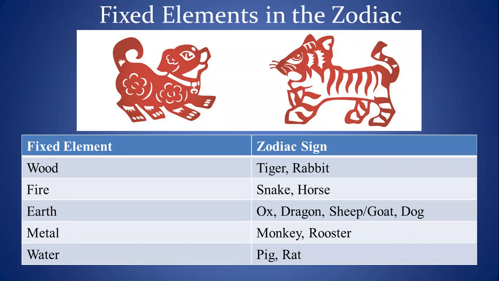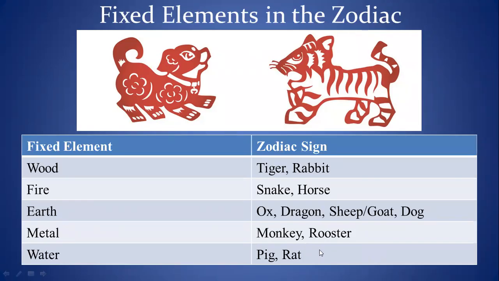But for now, let's go through the fixed elements for each sign. So if you're a tiger or a rabbit, your auspicious sign is wood. If you're a snake or a horse like me, your auspicious sign is fire. Oxes, dragons, sheep, and dogs should look out for earth. That's your sign. Monkeys and roosters should look out for metal. And then pigs and rats, it's water.